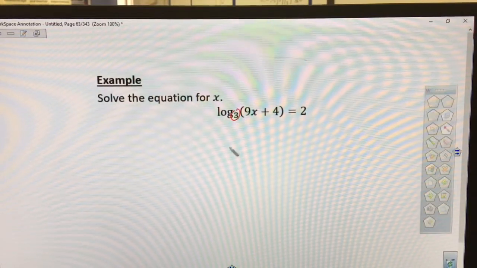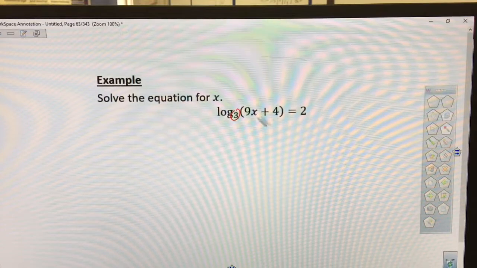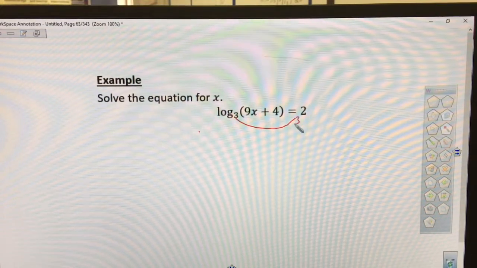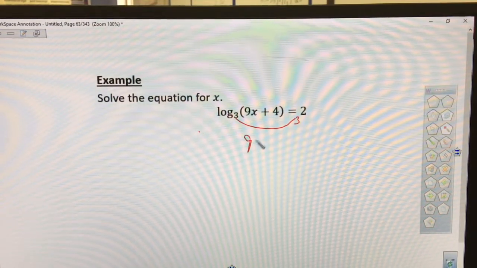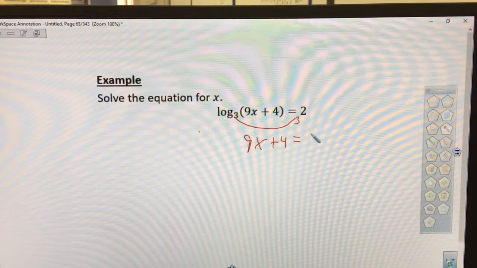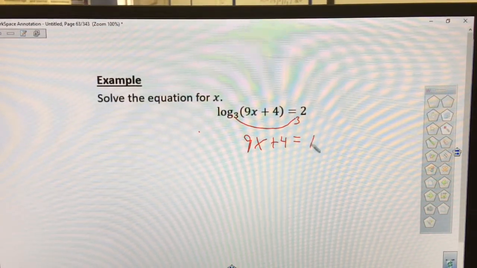Alright, what's the base? What's the base? See the base? 3? That log leg is going to kick that 3 over, and that 3 is going to push up that 2. And that's going to give me a new equation. 9x plus 4 equals, what's 3 squared? 9. Then I just solve it.